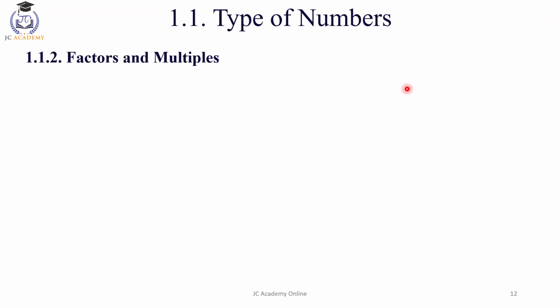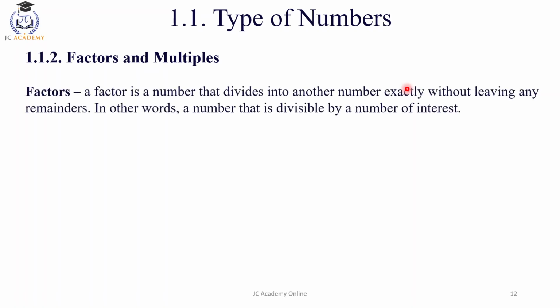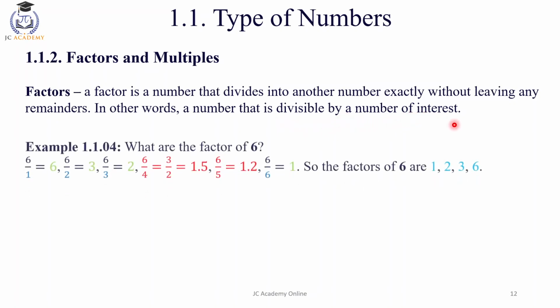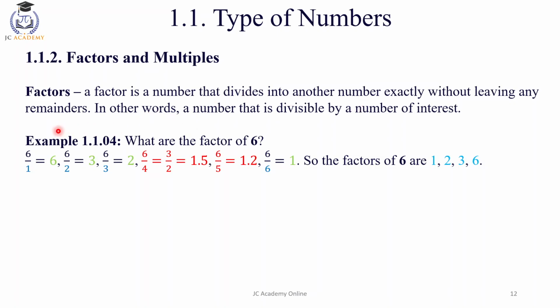Now we move on to factors and multiples. So a factor is a number that divides into another number exactly without leaving any remainders. In other words, a number that is divisible by a number of interest. Okay, so what does that mean? So let's look at an example. What are the factors of 6?